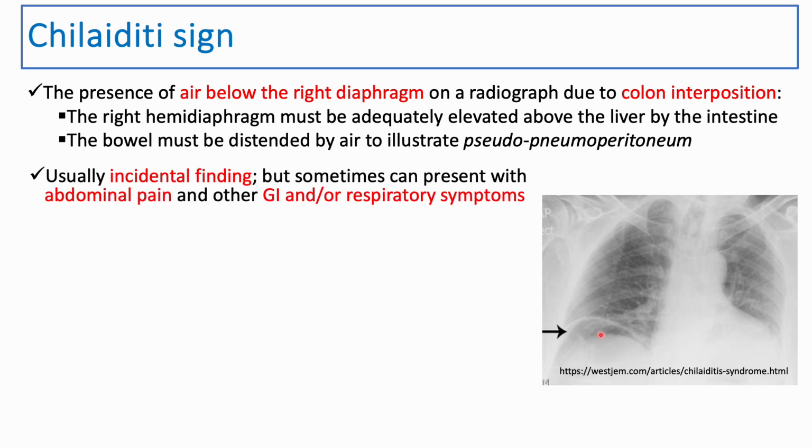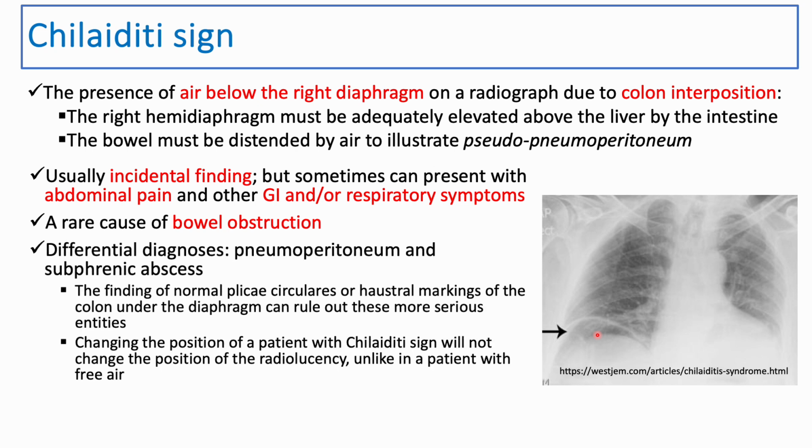Most of the patients are actually asymptomatic, but in case of symptoms, where people call it Chilaiditi syndrome, the patient might have abdominal pain, discomfort, sometimes even some respiratory symptoms as well. Rarely it can cause complications like bowel obstruction and perforation in some case reports. And of course, the most important differential diagnosis is pneumoperitoneum and subphrenic abscess, other more serious pathology in that area.